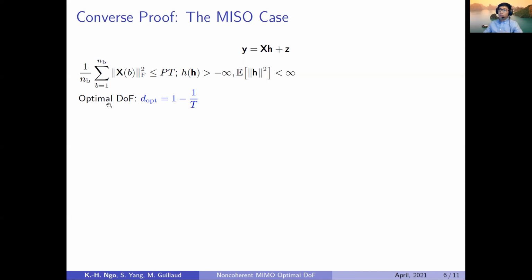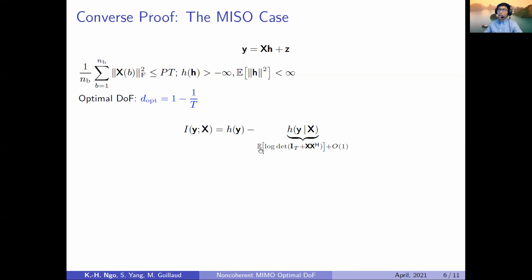Now, for this case, the optimal degrees of freedom is given by 1 minus 1 over the coherence time. And we are going to show why it is optimal. To do that, first, we write the mutual information between the input and the output as the difference between the entropy of the output and the conditional entropy of the output given the input. And the conditional entropy can be shown to have this form.